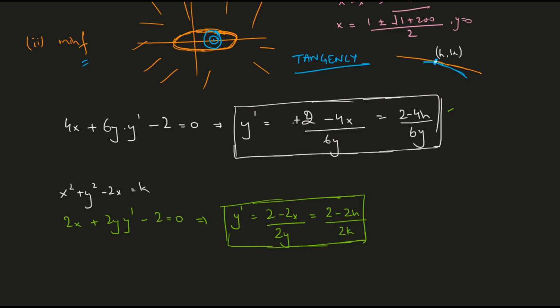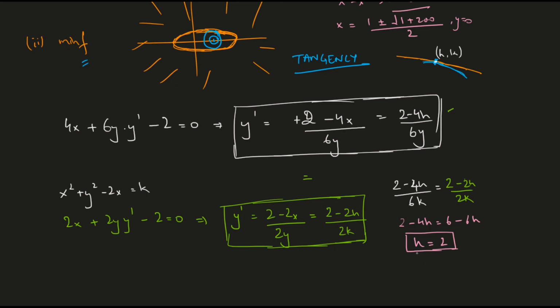Now when everything is nice and dandy, both of them would be equal, and by equating them I can solve for h and k. So 2 minus 2h upon 6k is equal to 2 minus 2h upon 2k over here. This is just 2 minus 4h upon 6k. The k's would cancel out and we would get 2 minus 4h is equal to 6 minus 6h, and this would give me the value of h as 2.